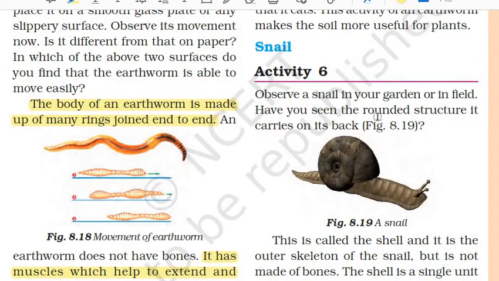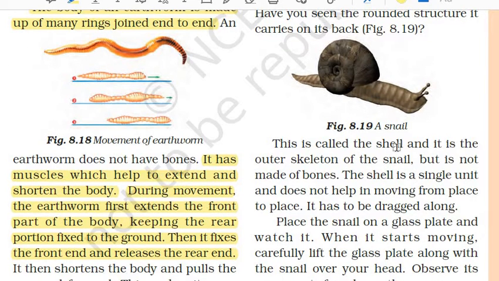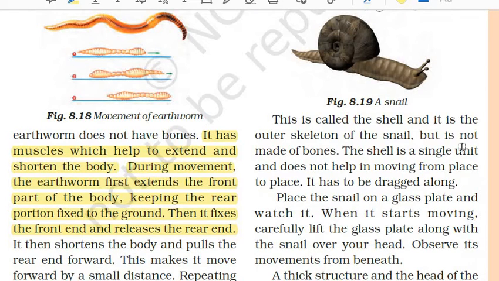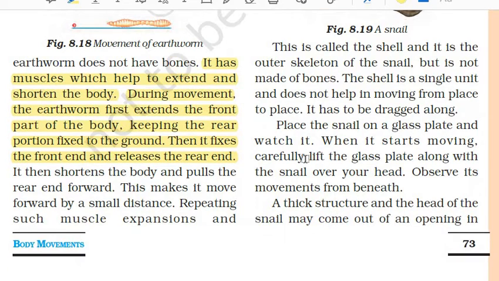And observe a snail in your garden or in the field. Have you seen the round structure it carries on its back? This is called the shell, and it is the outer skeleton of the snail, but it is not made of bone. The shell is a single unit and does not help in moving from place to place. It has to be dragged along.